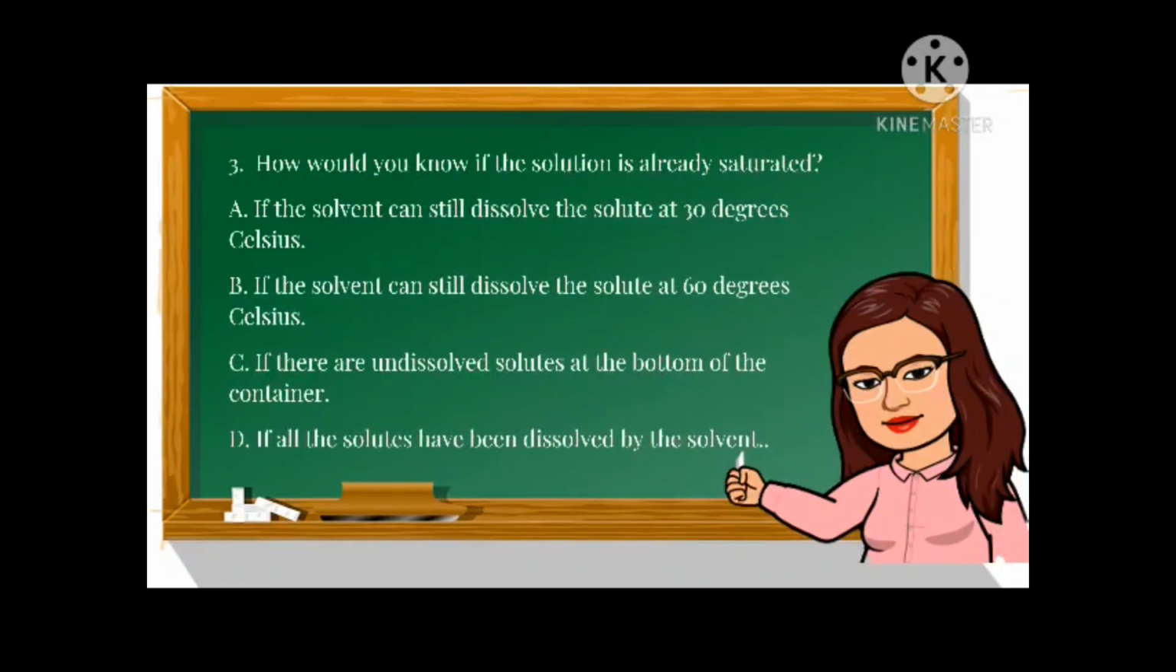Number 3. How would you know if the solution is already saturated? A. If the solvent can still dissolve the solute at 30 degrees Celsius. B. If the solvent can still dissolve the solute at 60 degrees Celsius. C. If there are undissolved solutes at the bottom of the container. D. If all the solutes have been dissolved by the solvent.